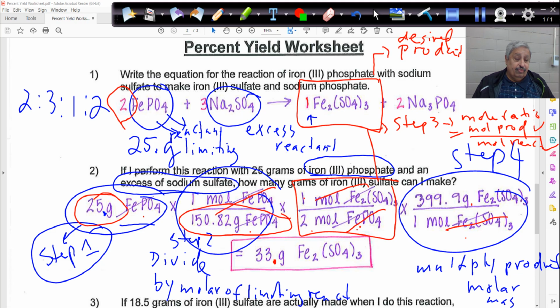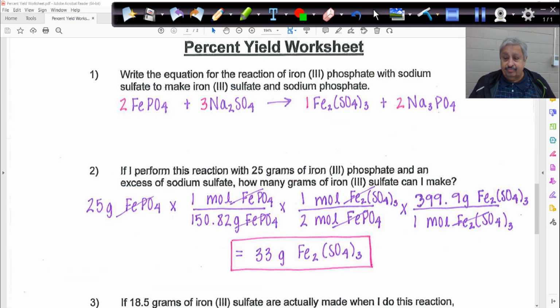Now, 4 steps. Step 1, you put the amount of the limiting reactant you started with. Step 2, you divide by the molar mass of this limiting reactant. Step 3, you go to the mole ratio, product over the reactant from the chemical equation. Step 4, you multiply by the molar mass of the desired product you are looking for. Okay, guys? Everybody has this? So, let's take this one out.